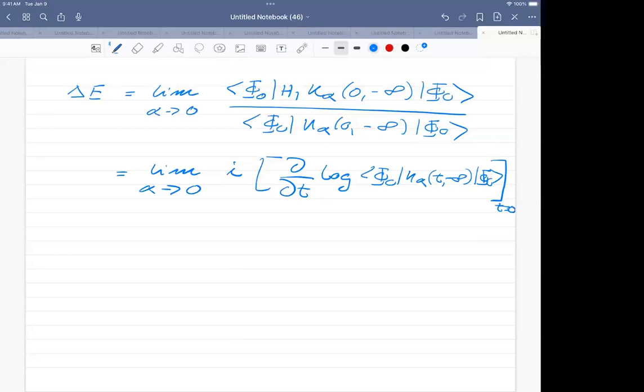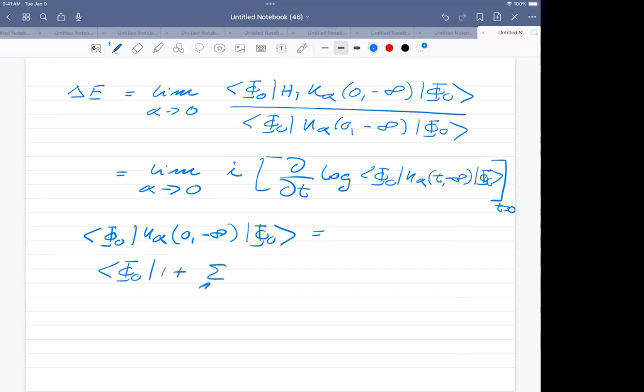And then what we did yesterday was actually to rewrite this quantity, phi 0, U of alpha, 0, minus infinity, phi 0, in terms of the different operators, order by order. So we are doing an order by order expansion of the time evolution operator. And this was given by U of n. So let me just rewrite that one.